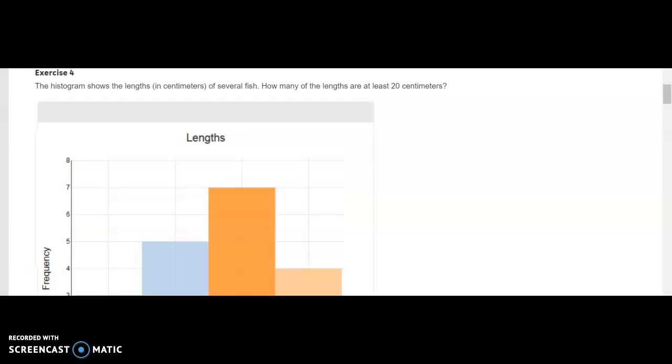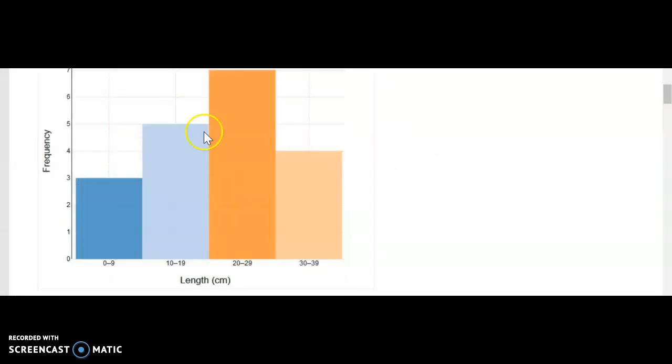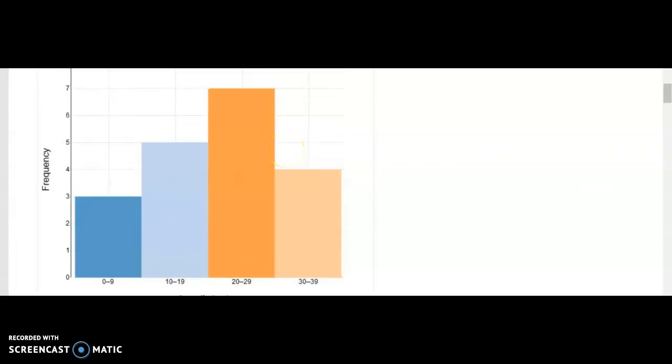The histogram shows the length in centimeters of several fish. How many of the lengths are at least 20 centimeters? It's one of those with big ideas that I'm not always crazy about the question. So here it is. They have 5 here. So this is going to be, oh, I'm so sorry. I did it wrong. I was looking at it backwards. Sorry. At least 20. I was thinking 20 or less.